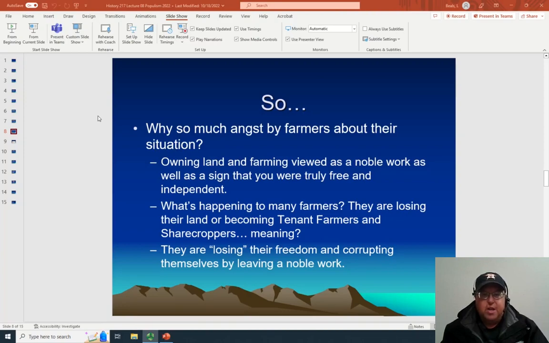And so what we see in the late 19th century is this cycle of debt and poverty causes farmers to lose their farm, become sharecroppers or tenant farmers, or have to move to the city and participate in the less noble work of factory work. Okay. So in some ways, as farmers, they feel like they're losing their freedom and corrupting themselves by leaving a noble work.